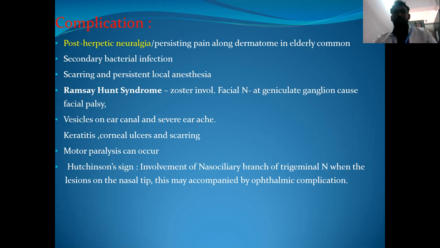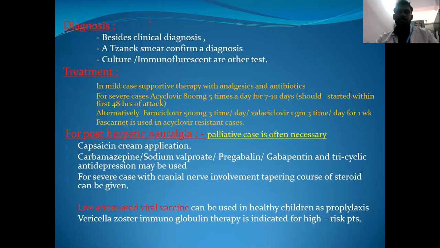There can be keratitis, corneal ulcers, scarring and blindness. There can be motor paralysis rarely, and there can be Hutchinson's sign, which is nothing but involvement of the nasociliary branch of the trigeminal nerve, in which there will be lesions on the nasal tip. One important thing about Hutchinson's sign is that it has more predilection for ophthalmic complications.